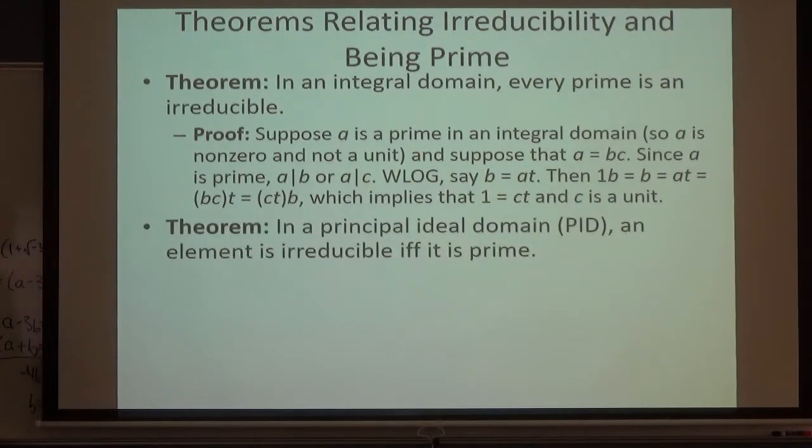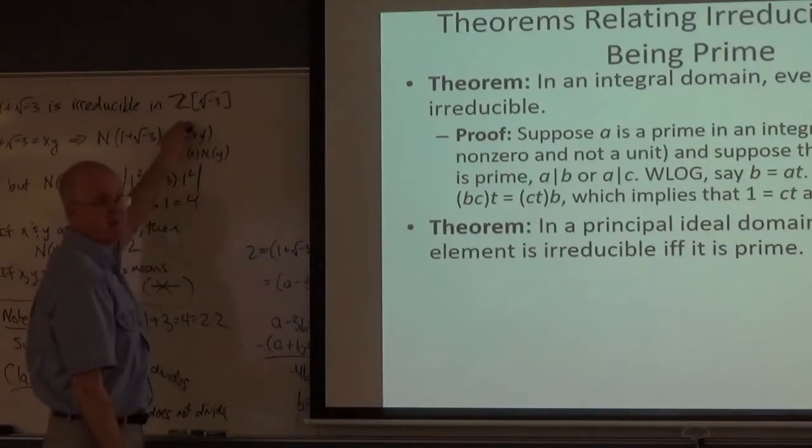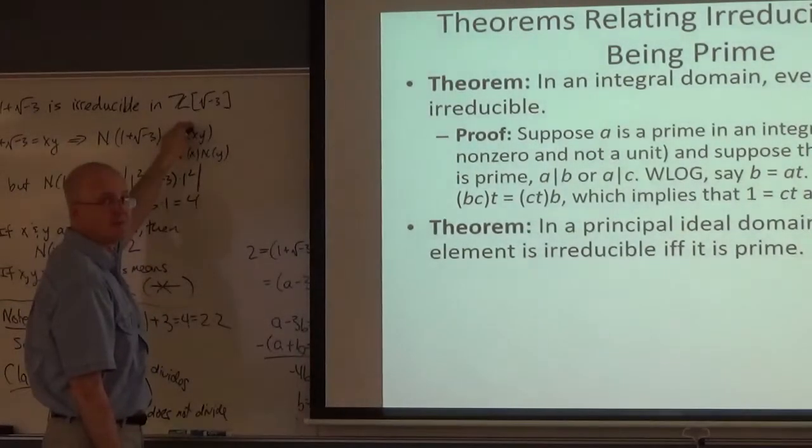Next theorem. In a principal ideal domain, PID, an element is irreducible if and only if it's prime. In PIDs, they're equivalent concepts. Evidently, then, this ring up here is not a principal ideal domain, because otherwise it would contradict this theorem.